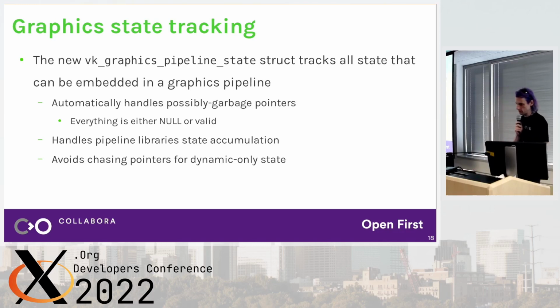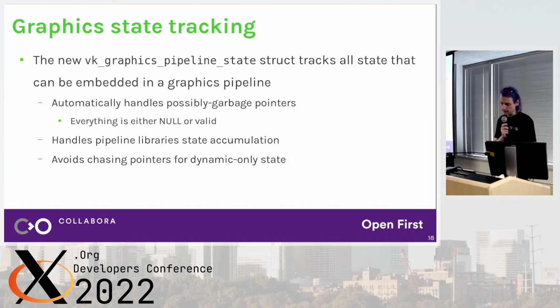The other one that's pretty new is graphics state tracking. Currently, nobody is fully using this. Basically, there's a new graphics pipeline state object that scoops up all of the pipeline state into a single object. And it's designed to make it a little easier to work with because you don't have to deal with garbage pointers. There's an annoying bit in the Vulkan spec where the application can provide completely invalid non-null pointers under certain circumstances, and we get rid of that for you.